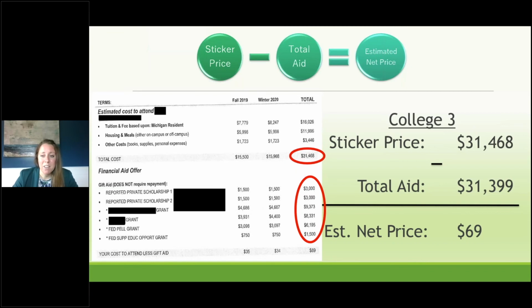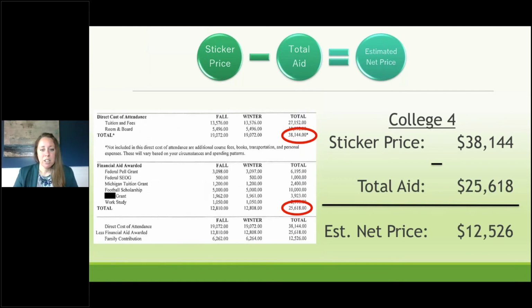So when you do the math and you subtract them out, that student only owes $69 for the whole school year. So this is a really good example of, while the cost of attendance, or COA, might be larger than other institutions at 31 grand, all that financial aid the student is being offered really can accumulate and cause the student to really not have to come out of pocket much at all. So this is a very ideal situation for that student, only $69.